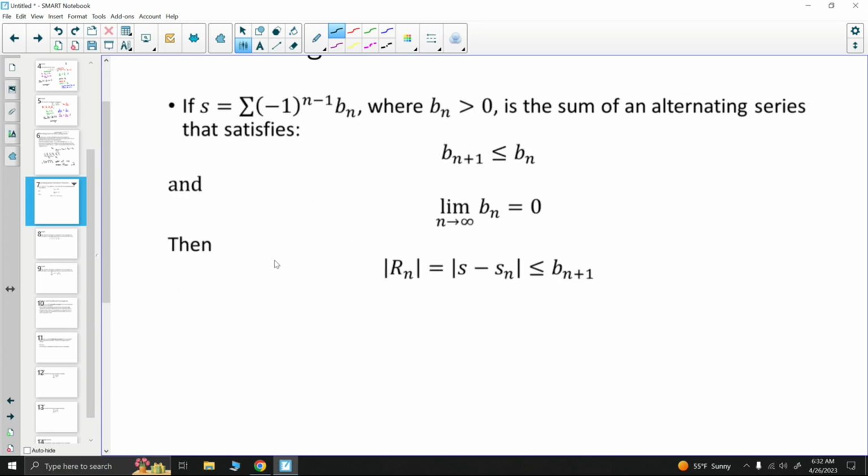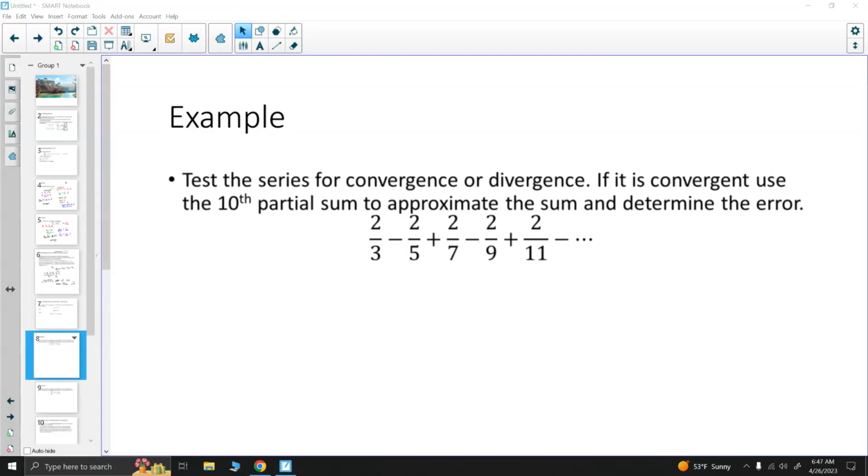Okay, so that means that we'd be struggling to find the improper integral from like n to infinity or whatever. So instead we're going to go to this first neglected term as our error rate. Okay, so let's take a look at an example here. Test the series for convergence or divergence.